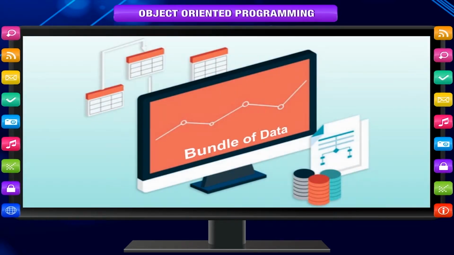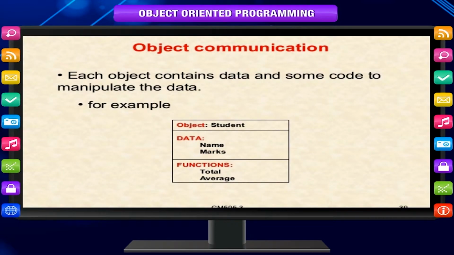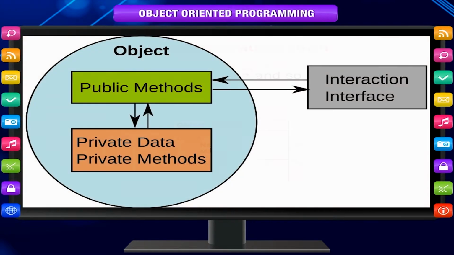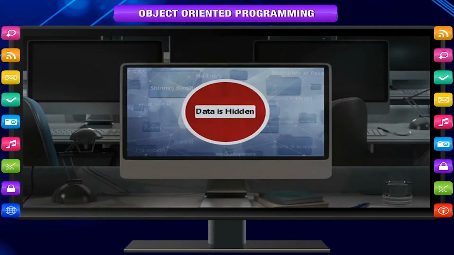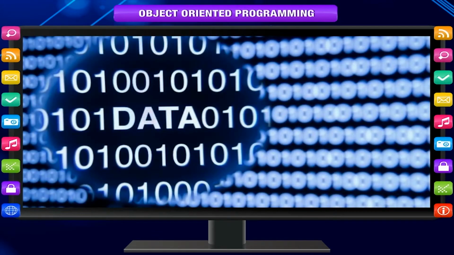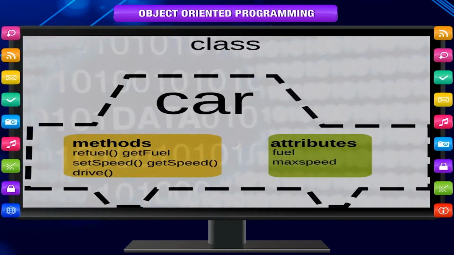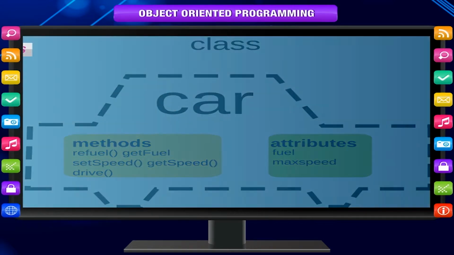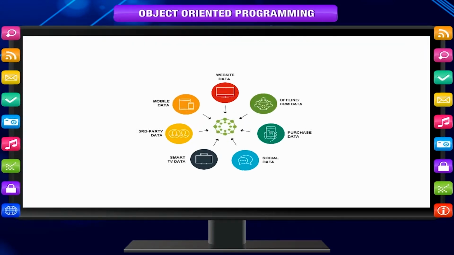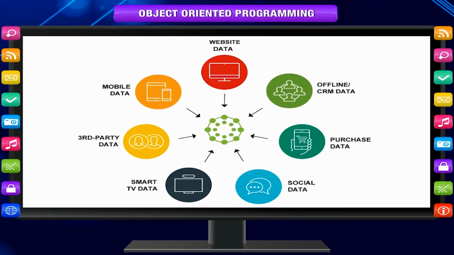An object represents a bundle of related attributes and behavior. Each object contains data and code to manipulate the data, or methods. The data of an object can be accessed only by the methods associated with that object. This way, data is hidden from the external functions. The entire set of data and code of an object can be made a user-defined data type using the concept of class.